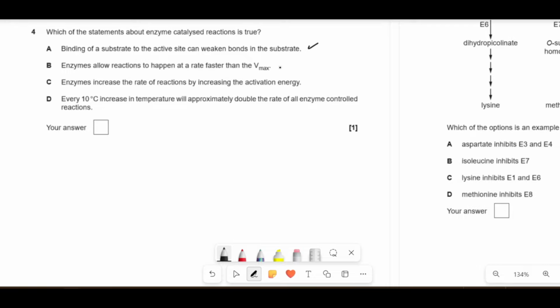So, for example, I could have all the enzyme in the world and all the substrate in the world, but they can only peak. Other factors, for example temperature, pressure, pH, and so on, will probably limit the reaction, and I'd have to tweak those. So that one's out. Enzymes increase the rate of reaction by increasing activation energy. No, they don't. They lower it. And every 10 degree increase in temperature will approximately double the rate of reaction. Well, no, we don't know that. It can vary. So it's got to be A.